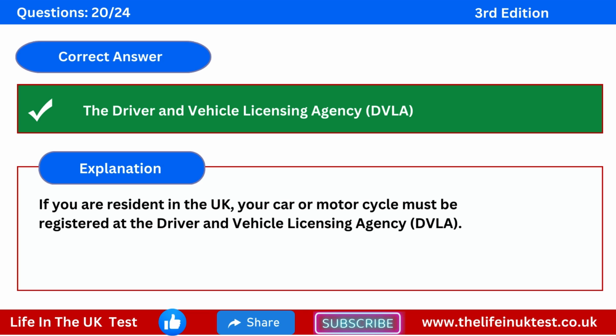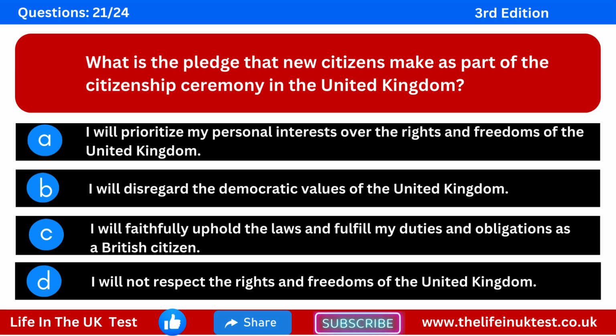The correct answer is the Driver and Vehicle Licensing Agency (DVLA). Explanation. If you are resident in the UK, your car or motorcycle must be registered at the Driver and Vehicle Licensing Agency. Question 21. What is the pledge that new citizens make as part of the citizenship ceremony in the United Kingdom? Option A. I will prioritise my personal interests over the rights and freedoms of the United Kingdom.